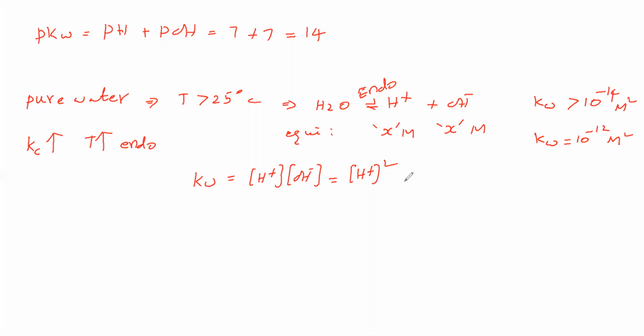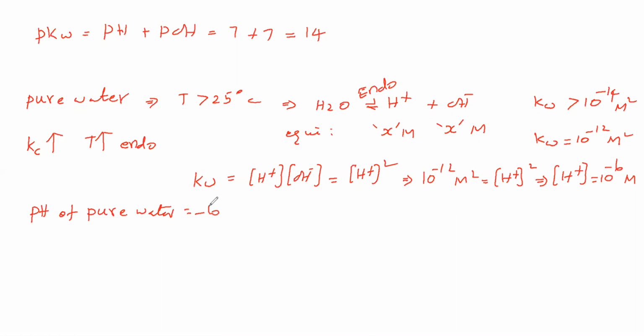Now we are substituting Kw as 10 power minus 12 molar square equal to concentration of H plus square. From this we find the concentration of H plus, that is 10 power minus 6 molar. From this let us find pH. pH of pure water, what is the formula? Minus log of H plus concentration. So minus log of 10 power minus 6, let us simplify, 6.